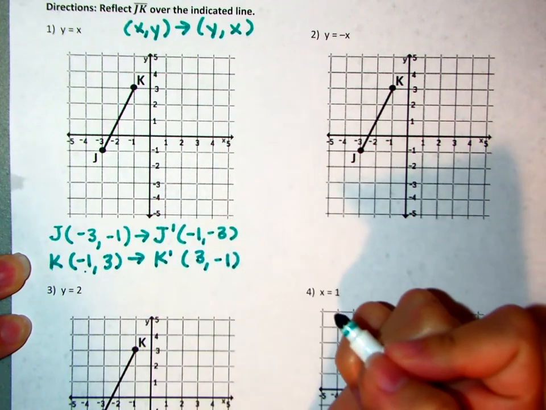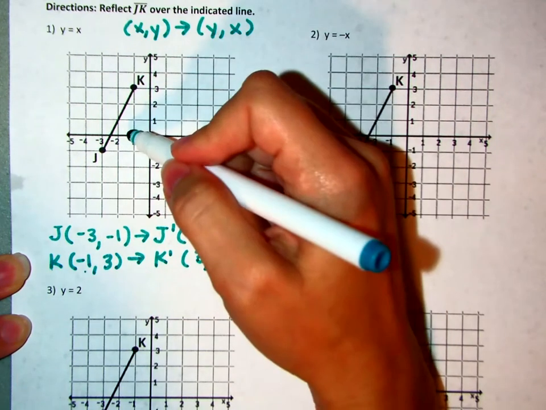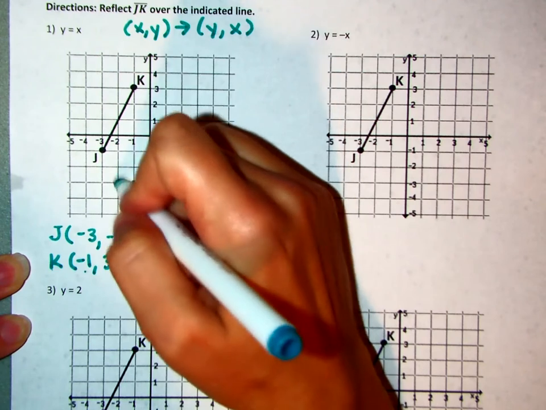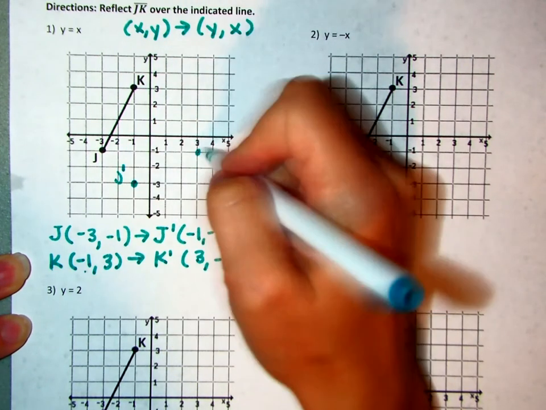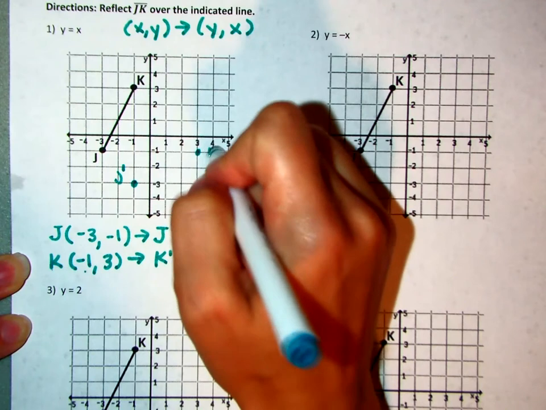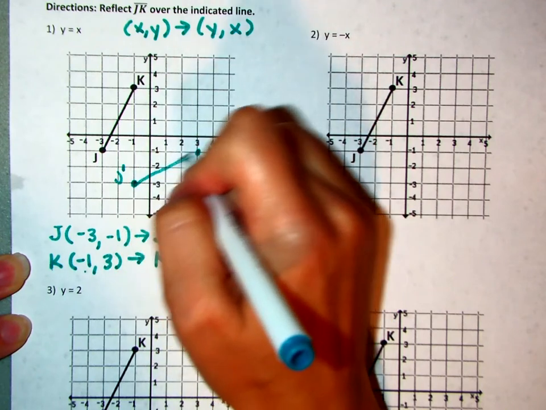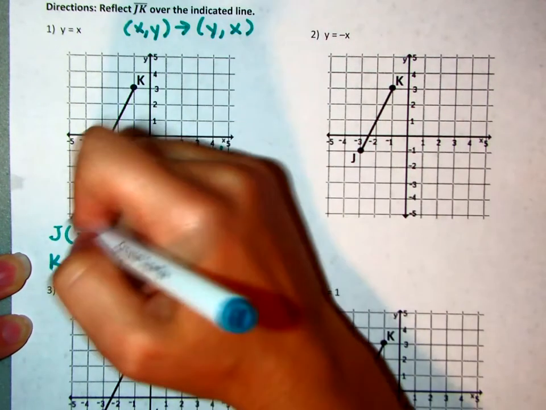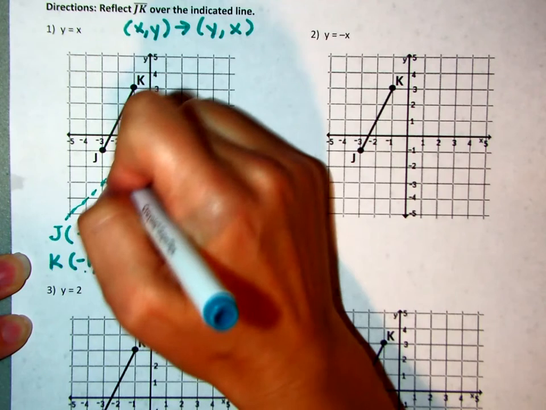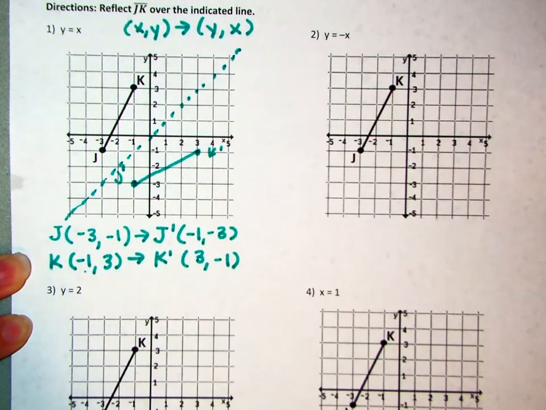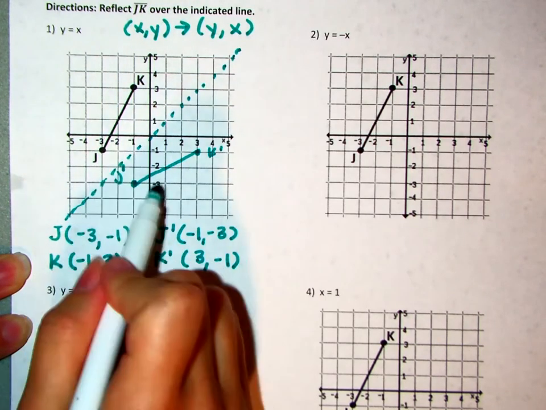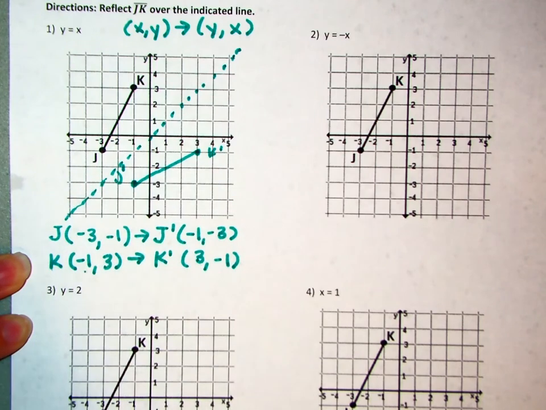Now let's go ahead and plot both points. We have (-1, -3), which we'll call J prime. We have (3, -1), which is going to be called K prime, and we'll connect those dots. Just to show you real fast, we reflected it over this line right here. So essentially, if we fold our paper in half, these two segments would line up.